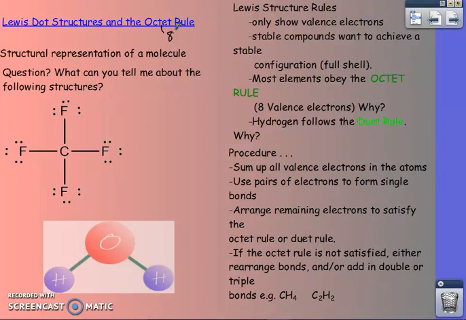So the Lewis dot structures are structural representations of molecules. They give us ideas of connections between atoms. And remember, the connections are going to be the sharing or the giving and taking of electrons, because we talked about ionic and covalent compounds.